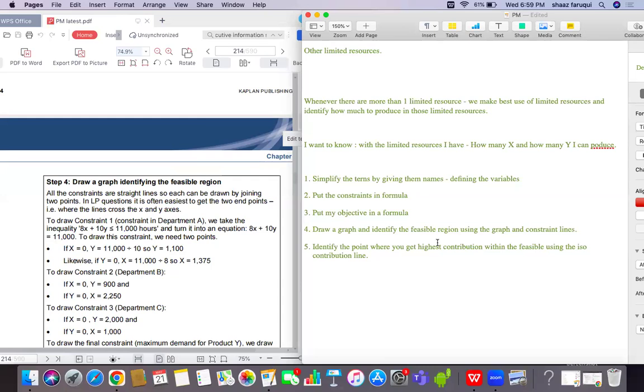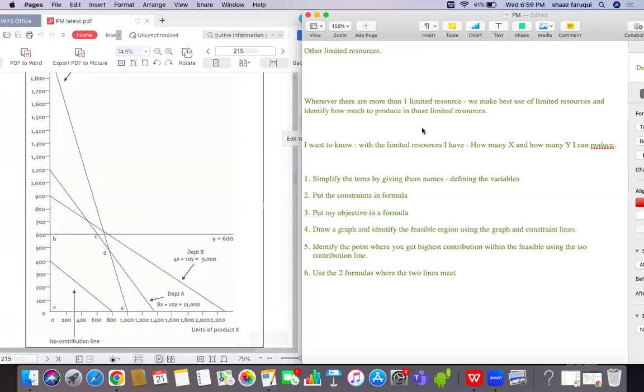Now that you have identified the point where you get the highest contribution within the feasible region using the ISO contribution line, you have to take the formula. I'm adding more steps because I want to break the steps of the textbook further into smaller steps. Use the 2 formulas where the 2 lines meet. There will be one point where 2 lines intersect, correct? In this case, it is point C, and the two lines intersecting are Department A and the Y constraint.